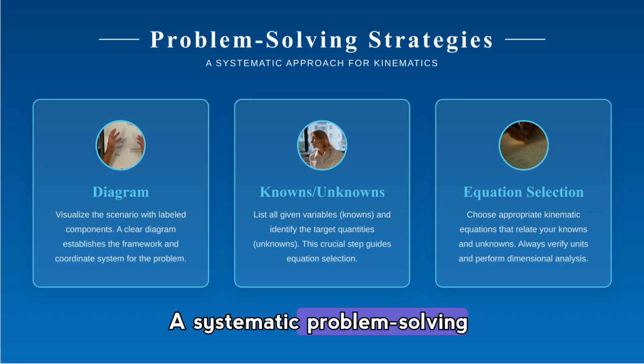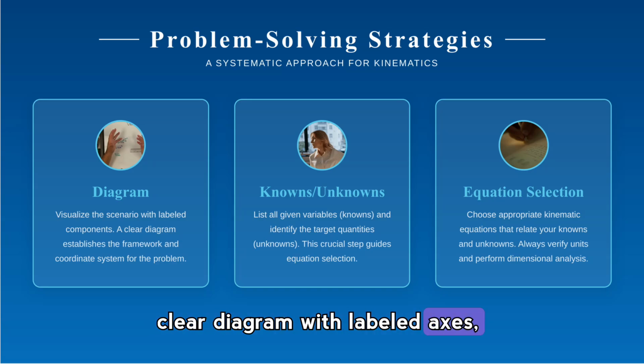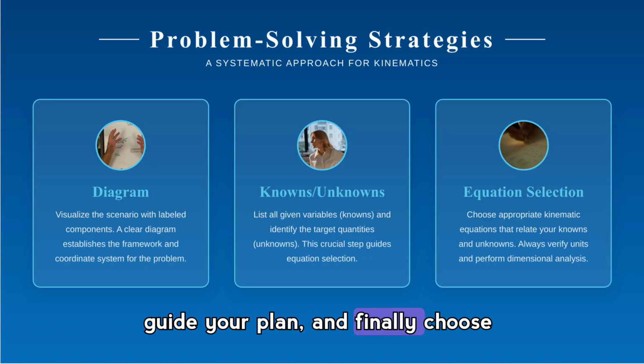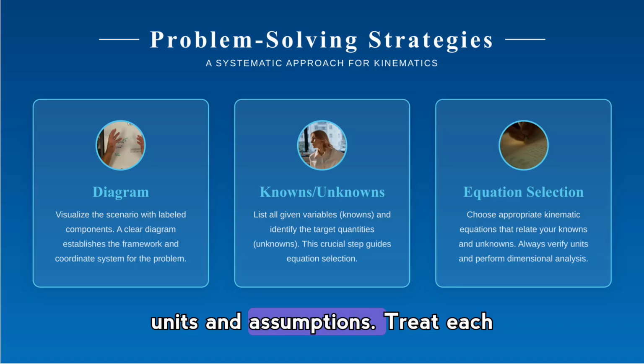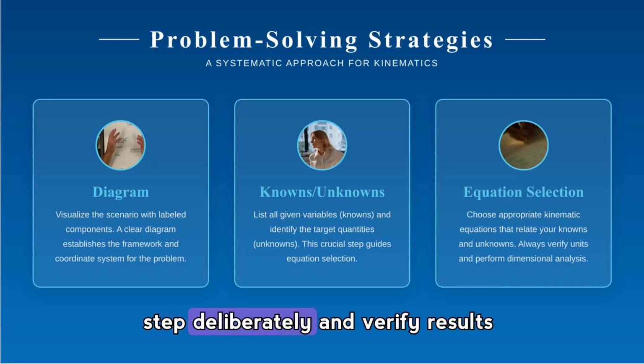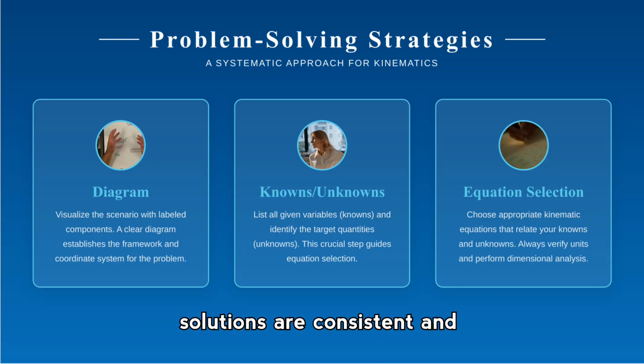A systematic problem-solving approach makes kinematics manageable. Start by sketching a clear diagram with labeled axes, then list knowns and unknowns to guide your plan, and finally choose appropriate equations while checking units and assumptions. Treat each step deliberately and verify results against physical intuition to avoid common mistakes and ensure your solutions are consistent and reproducible.